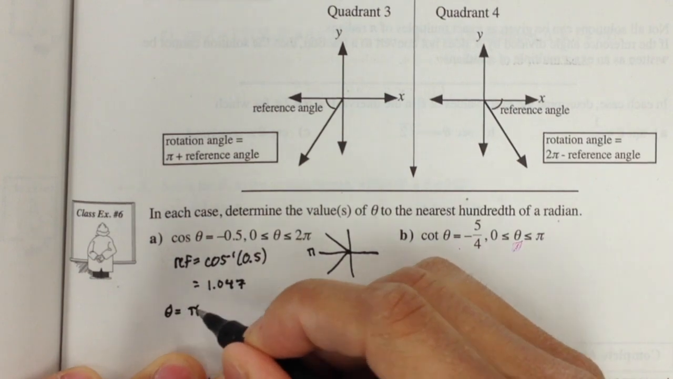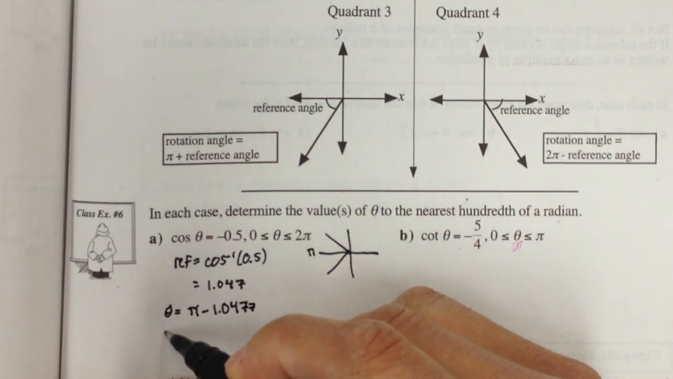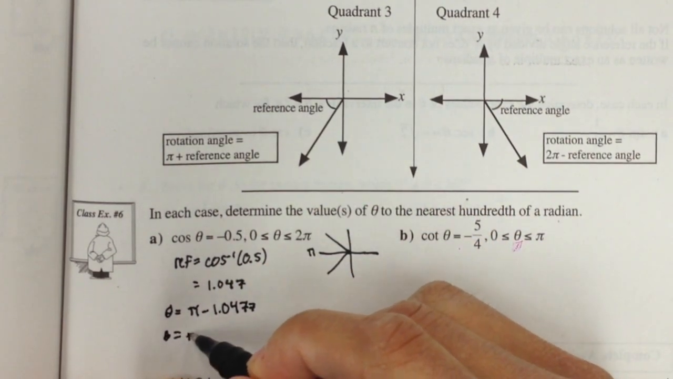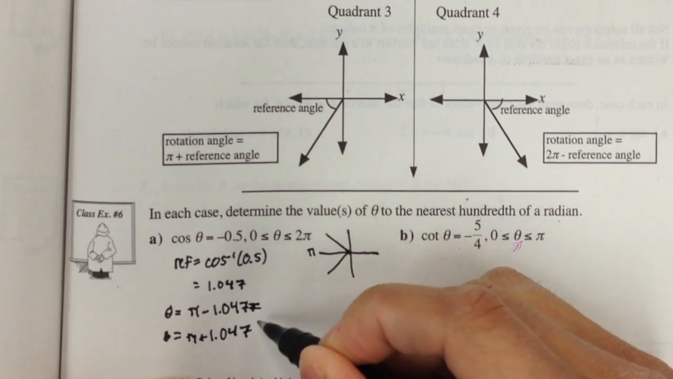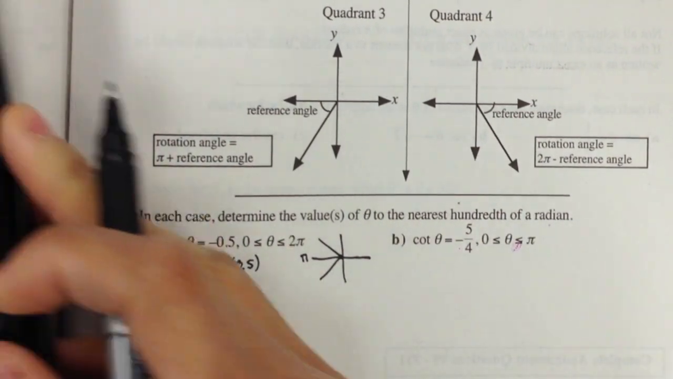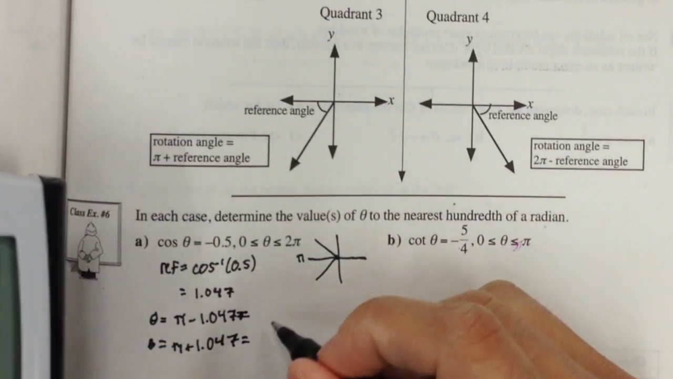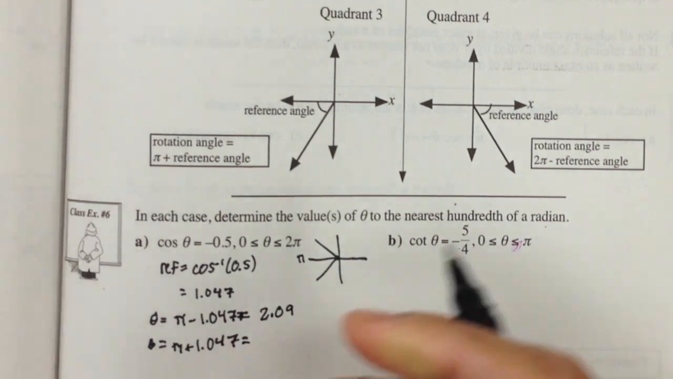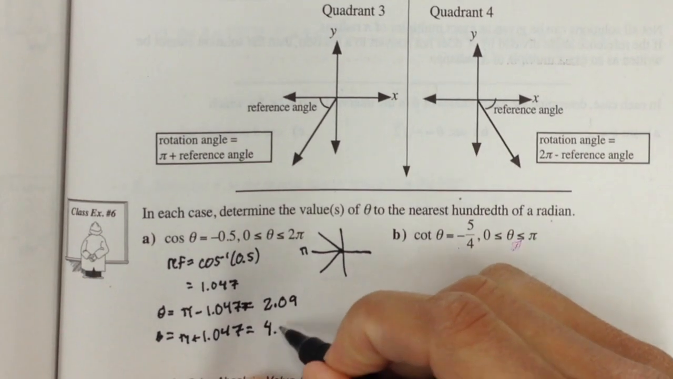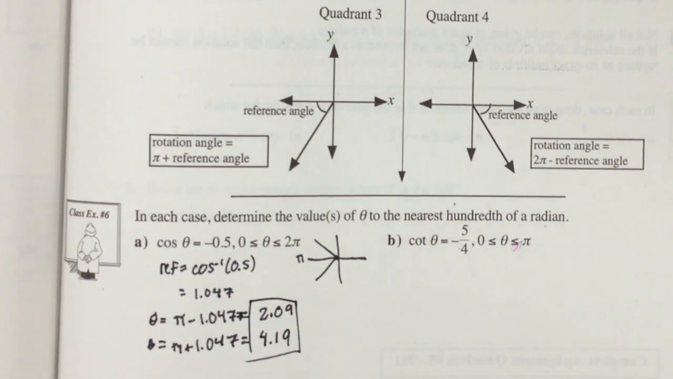Theta is equal to pi minus my reference angle of 1.047, and theta is also equal to pi plus 1.047. So pi minus my reference angle gives 2.09, and pi plus my reference angle, I get 4.19. And those are my values for theta, for my angle.